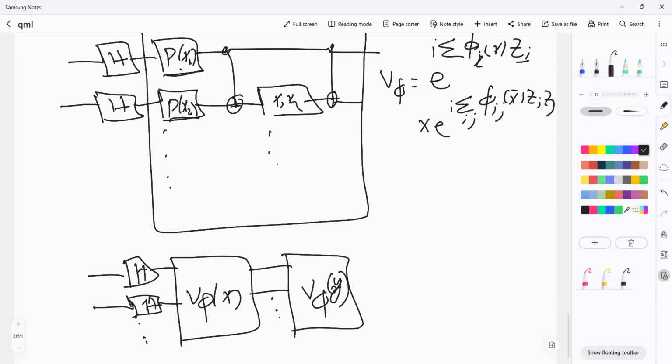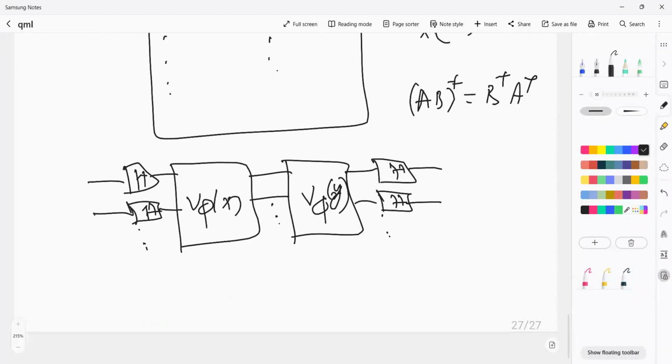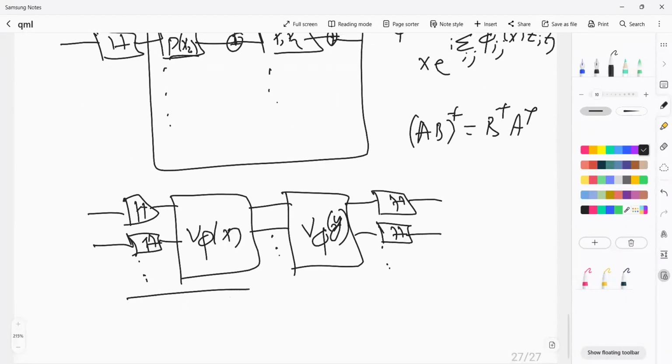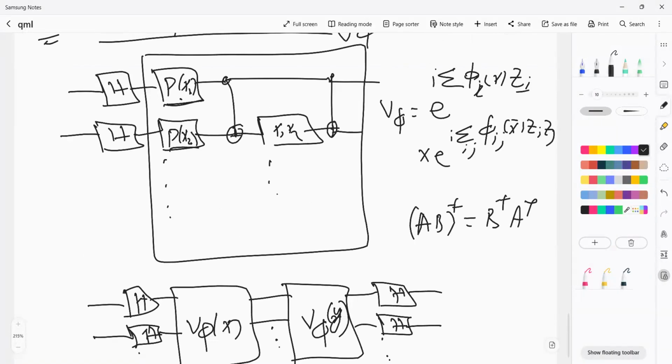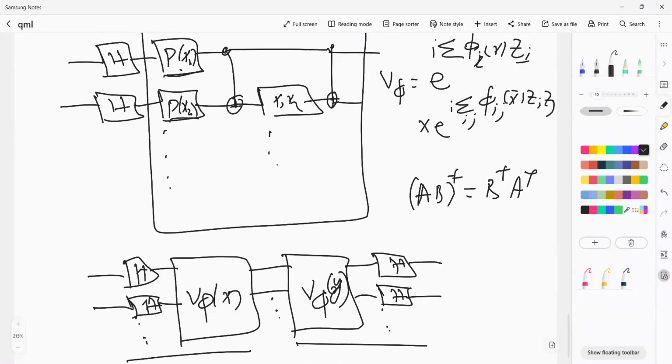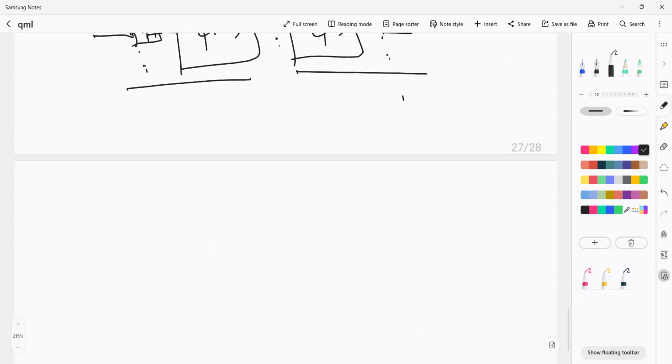So V phi of y and then the Hadamard later. Remember, when you take the dagger, the operator order changes: (AB) dagger is B dagger A dagger, because there's a transpose inside the dagger. And you can write this, and you can see from here that it's almost like an exponential kernel. It's not efficiently computable on a classical computer directly, but it can be estimated to within a reasonable tolerance very well.